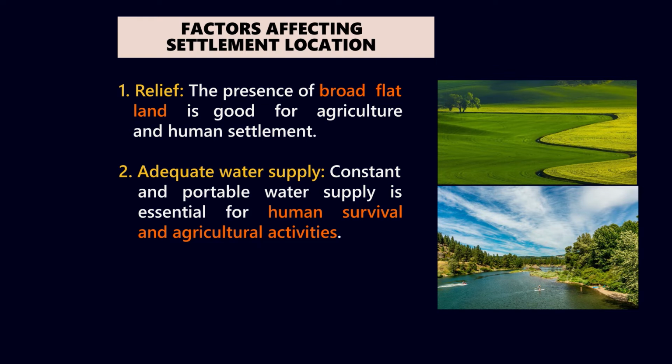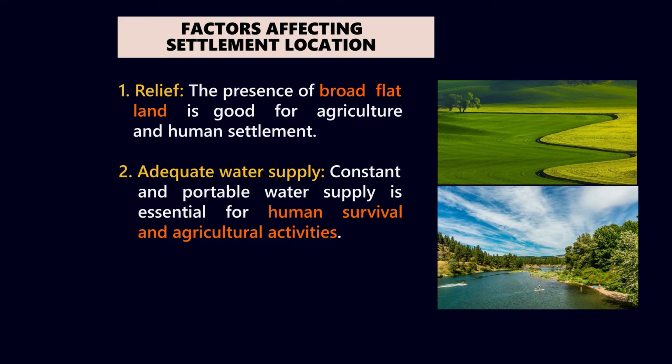Firstly, we have relief. Relief is simply the shape or topography of the land. Areas that have broad and flat land are usually fit for settlement. Farmers like these kinds of areas that will favor them in agriculture. Number two, adequate water supply.